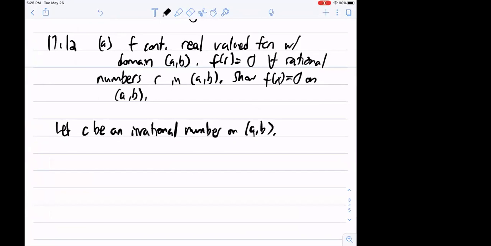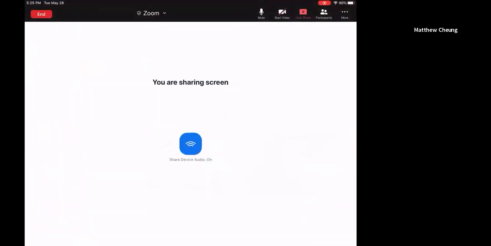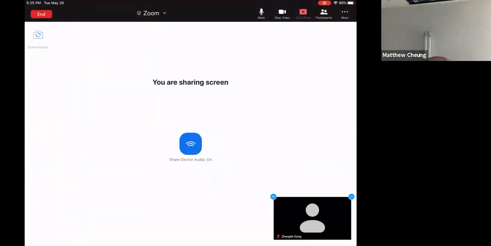This is pretty important. Basically I'm asking, can you find a sequence? Is it always true that, given an irrational, there's a sequence of rationals going to it? Is that true? Yes, right?